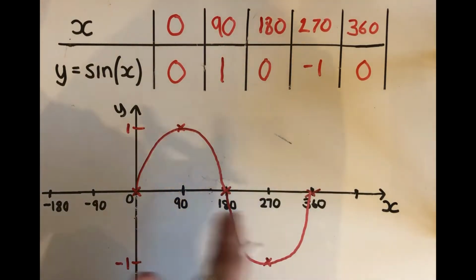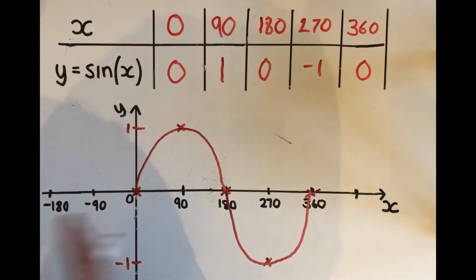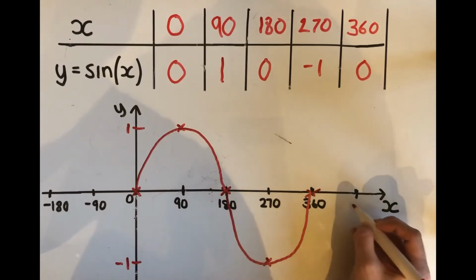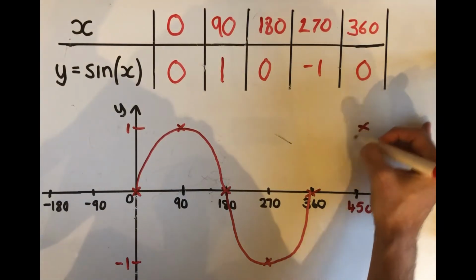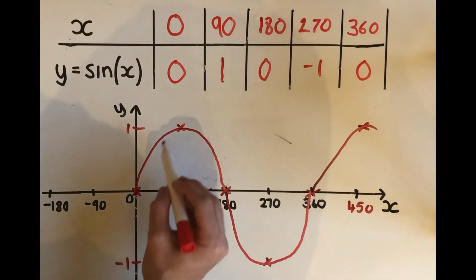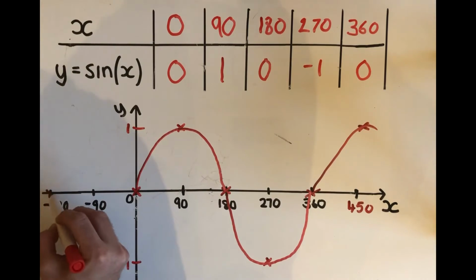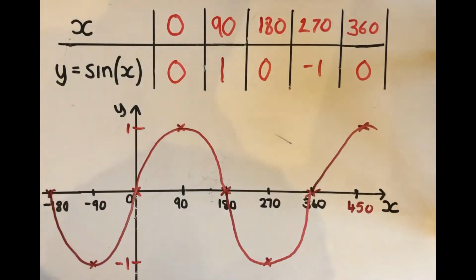Now, it normally asks for between 0 and 360, so this would be your workings out. But if you have to continue it in either direction, it's just going to keep repeating. So the next number after 360, if I go up another 90, would be 450, and they would go back up to 1. And that pattern would continue that way. And in this direction, at -90, it would go to -1 and back to 0. So we've got that curve. Not the greatest curve, but it gives you an idea of what the sine graph should look like.